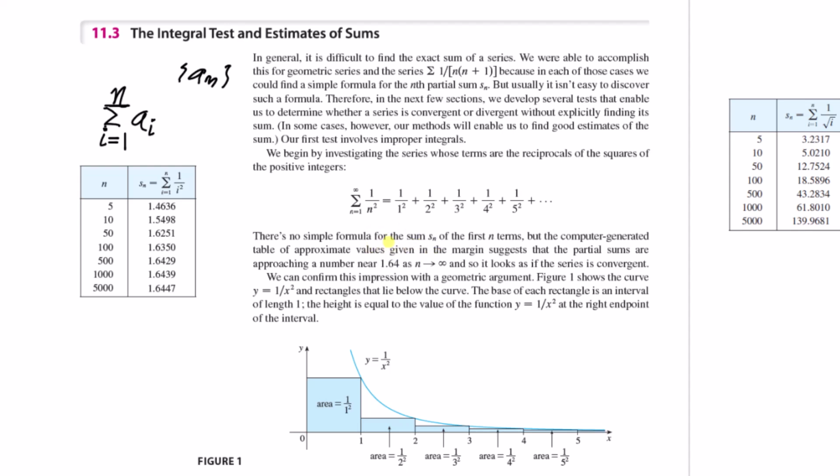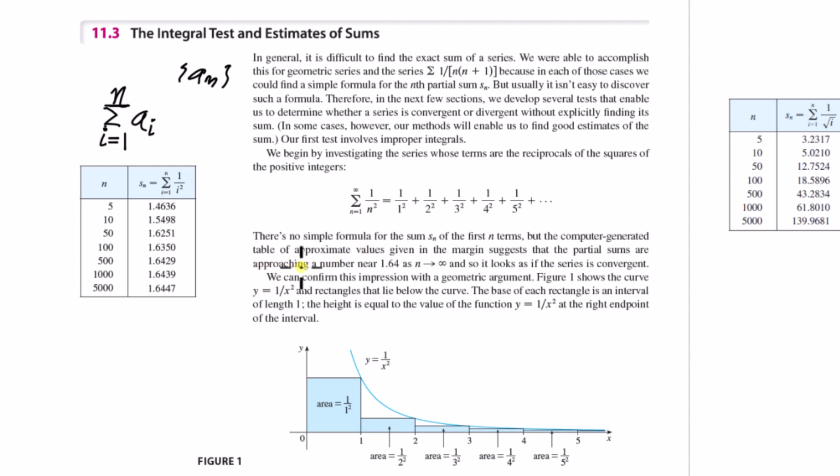Because if you have S sub n, then there's no need to do a convergence test, right? If you've got S sub n, just take the limit of S sub n as n goes to infinity, and that'll tell you everything you need to know. So these convergence tests are for when you can't get S sub n for a series. There's no way to get a simple formula for S sub n here.